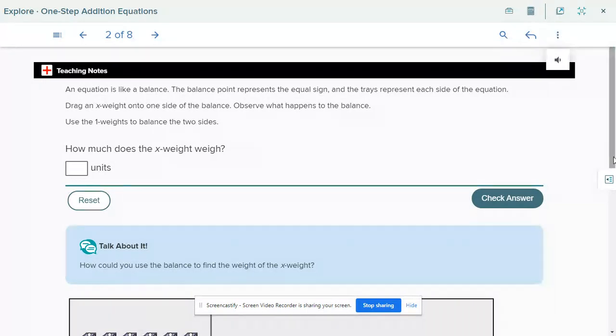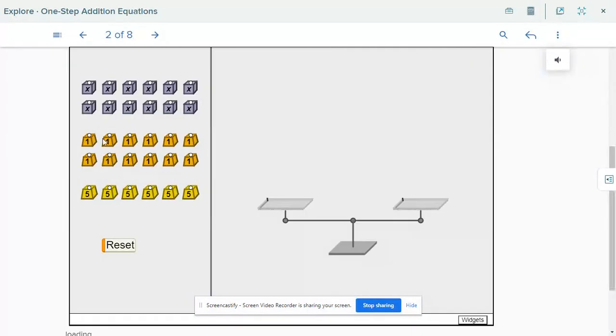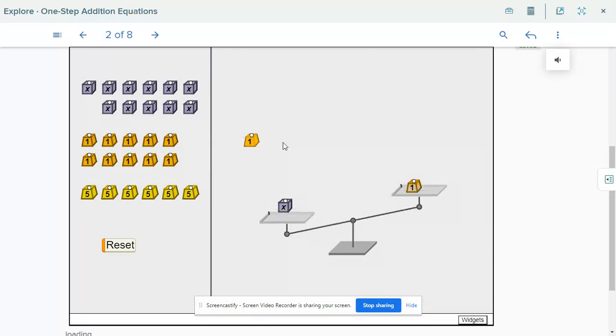So when I scroll on down, the directions told me to put an X on one side of the balance. So I notice that the left side of the balance goes down. And then it said drag ones on the other side to see what happens. I wanted to see this balance out. So 1 doesn't balance it. 2 doesn't balance it. Ooh, 3 does. So that means this variable X is equal to 3.